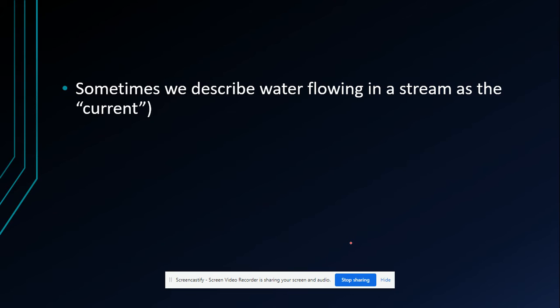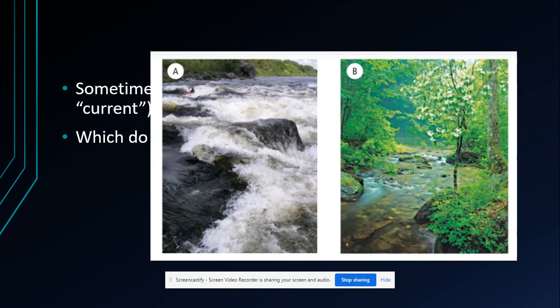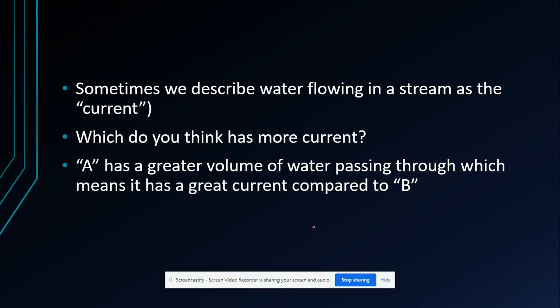Sometimes we describe water flowing in a stream as a current, right? Like, don't step into that brook, the current is way too fast. Which do you think has more current? So here we have two pictures, A and B. Which one do you think has more current? If you said A has a greater volume of water passing through, which means it has a greater current compared to B.